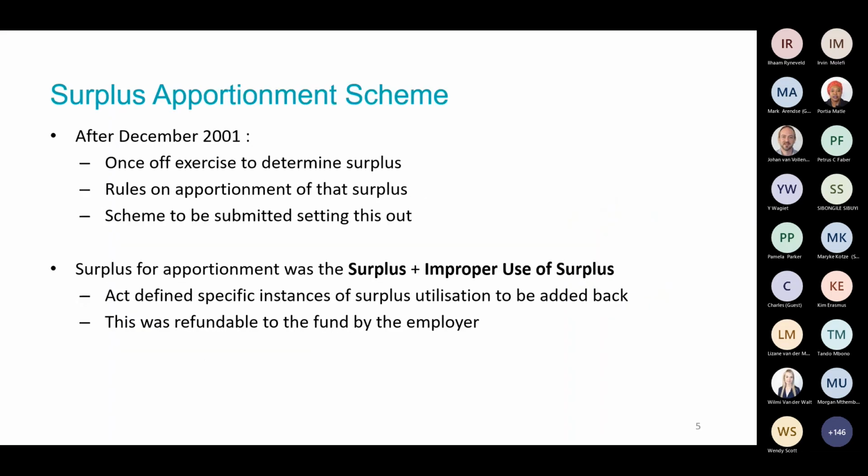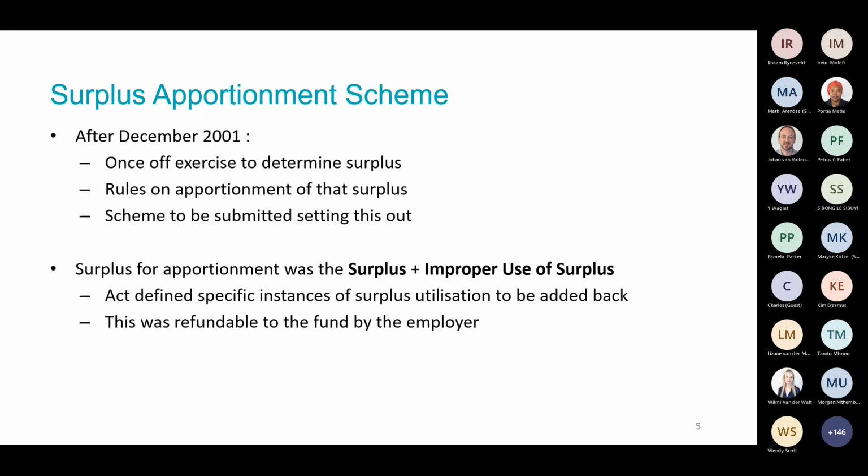Now, to come to what is the surplus apportionment scheme. As I noted previously, after the surplus legislation was enacted, any fund that commenced prior to 7 March 2002 had to perform a surplus apportionment exercise. This entailed, one, the board had to investigate if the fund has surplus at that point in time. And if they do have surplus, then they had to go back and apportion the surplus to exited members, pensioners, and all other stakeholders at that point in time.